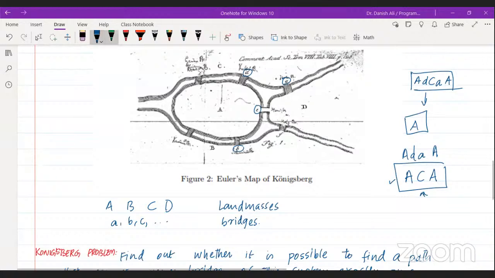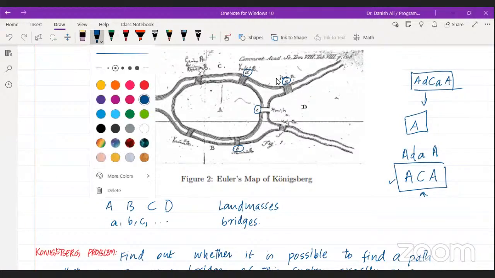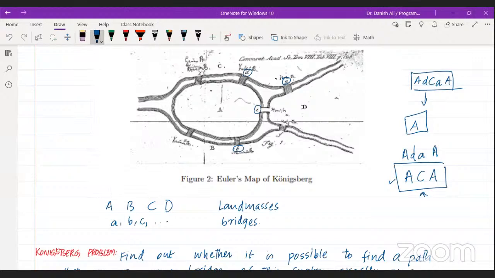The last thing: for example, somebody is traveling, let's say starts to walk from A, and moves to C using any path, maybe D or A, and then comes back from the other bridge to A. Then I write this walk as ACA. Okay. So now we use three letters to denote this walk.